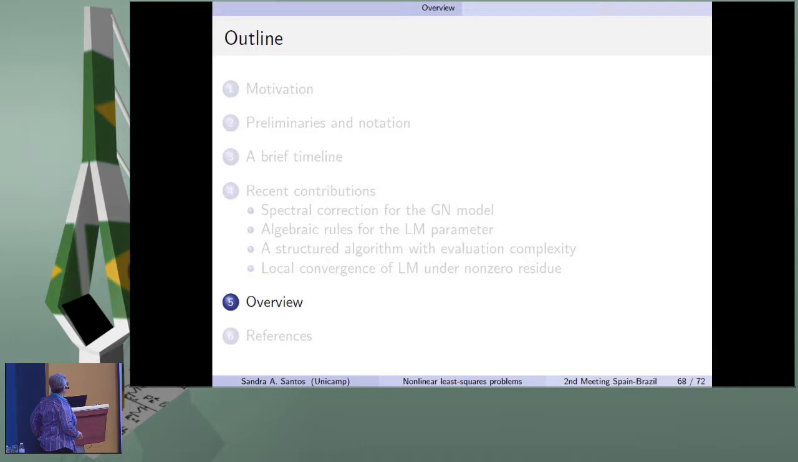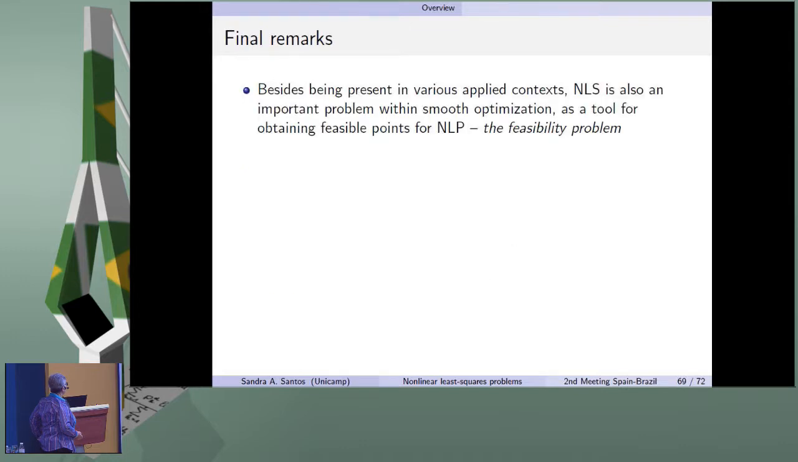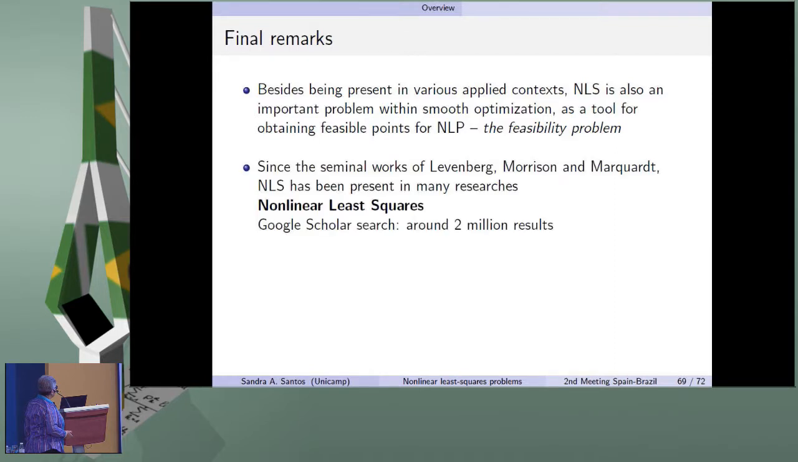So basically, to finish my presentation, I'd like to mention that the importance of nonlinear least squares problems from the applied point of view is gigantic, but it is also important in our world of smooth optimization because we use it to start algorithms that demand feasible points. So this is also important to us. If we Google the expression nonlinear least squares in Google Scholar, we get 2 million results. So we see that this is really important for the research community.